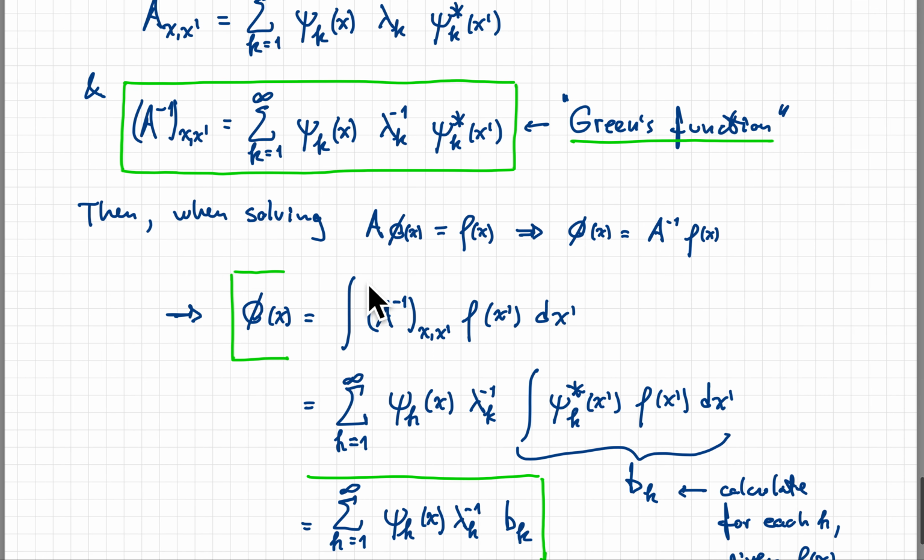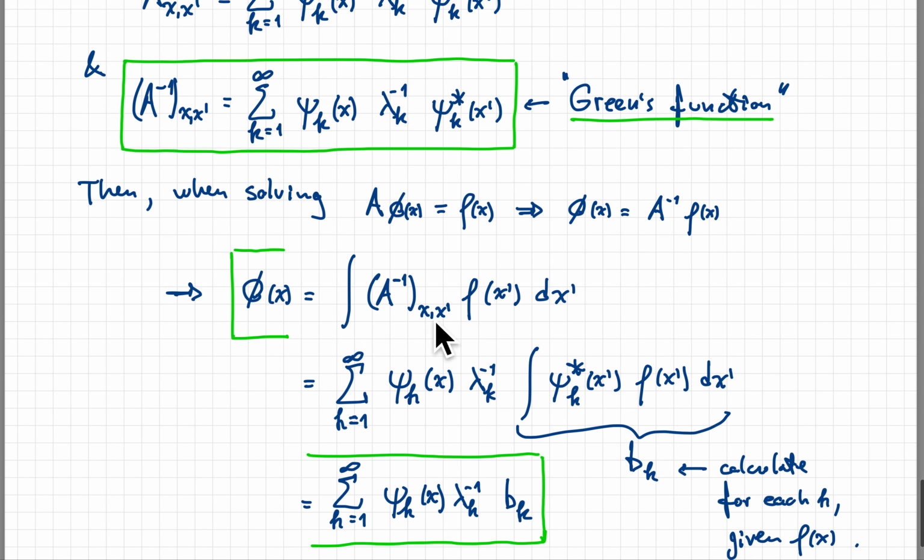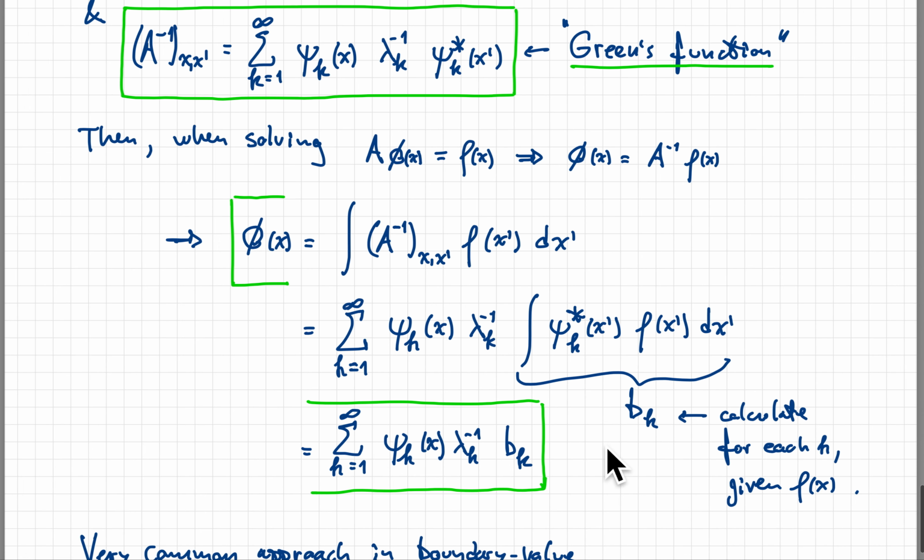So this is what one does. You go ahead and you do the integral over x prime of A inverse of x, x prime, rho of x prime. Rho of x prime is given to you. Now we put the variable x prime instead of x, but that's our right-hand side. It's information that we're given. And so now we replace in here, instead of this object, our expansion: the sum from k equals 1 to infinity, psi k of x, lambda k inverse, and I pushed through the integral all the way to collect all the x-dependent stuff in here. So this object psi k star of x prime, rho of x prime, dx prime doesn't know anything about x, and so it's just integrated over x prime. It's a number that depends on k, so I called it b sub k.